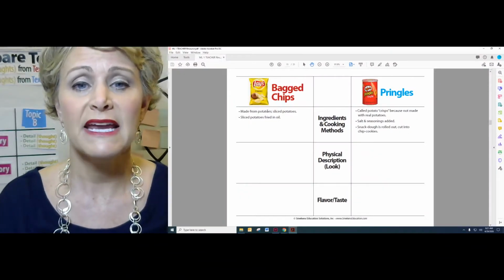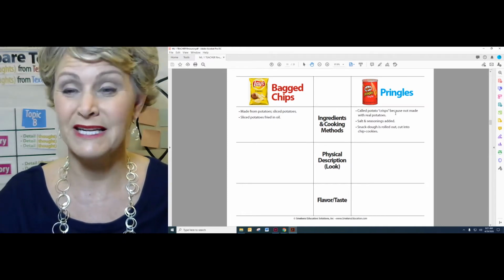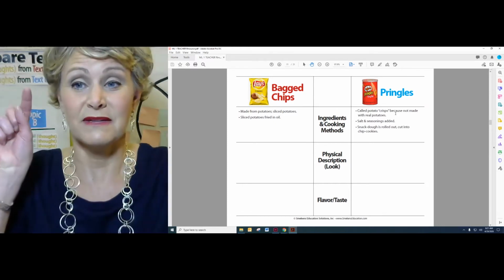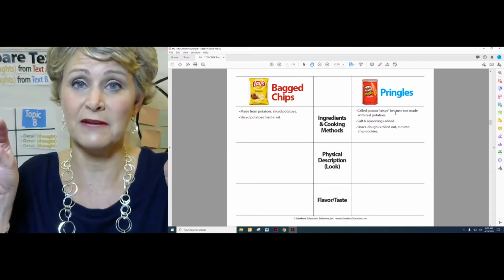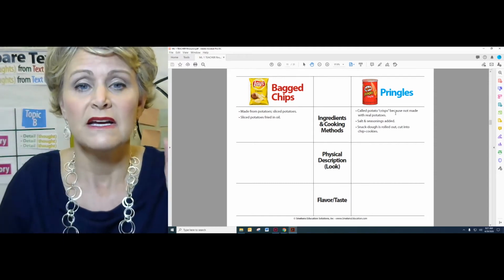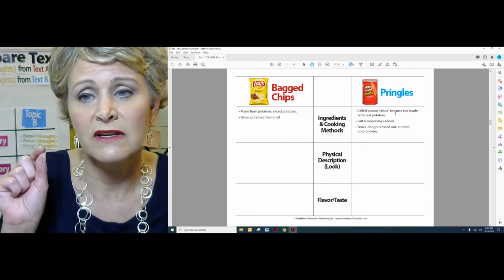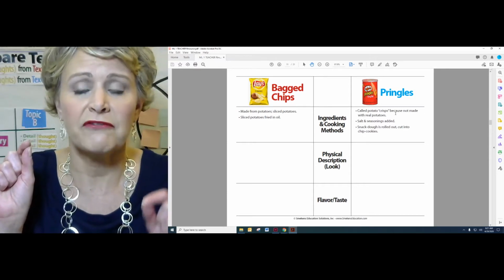So I said made from potatoes. They're actually sliced potatoes. Okay. Crisps, potato flakes. Okay. It's parallel information side by side, but it's differences. And I can't change that. That's just the facts. Okay. Sliced potatoes, fried in oil. That's what the bag chip says. Okay. And Pringles are fried in oil too.